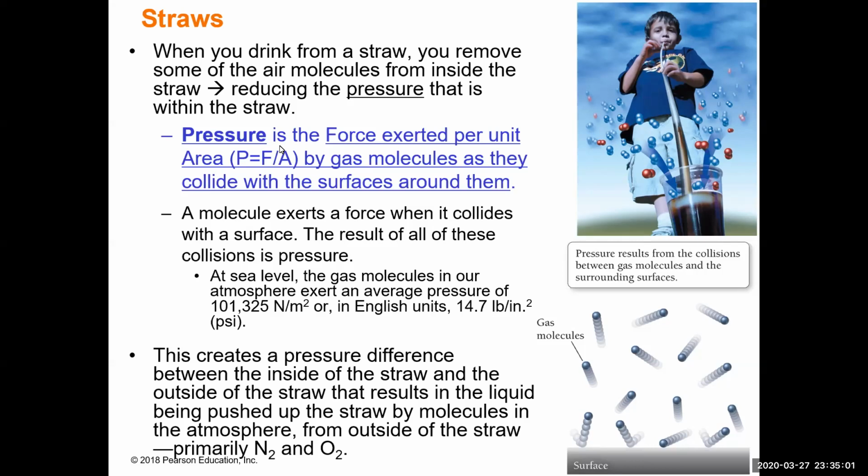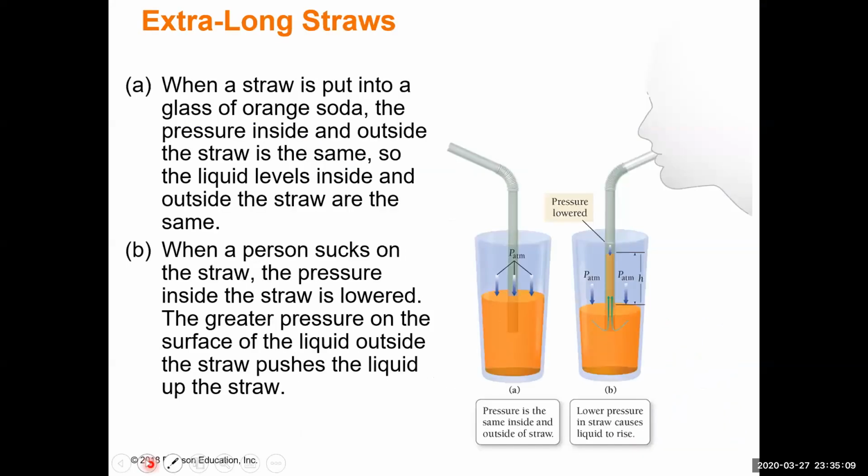Remember that air is primarily made up of nitrogen and oxygen molecules. So if we look here, in figure A, we have a straw that's put into a glass of orange soda. But at this point, we aren't sucking any air out of the straw. So the pressure inside the straw and outside of the straw is going to be the same. Therefore, the liquid levels inside and outside of the straw are also going to be the same.